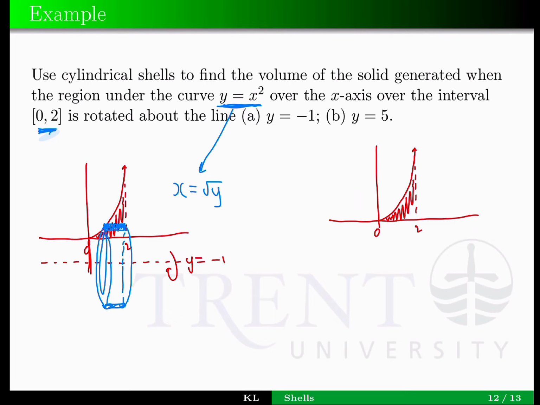So anyway, what is the height? The height will be from this point going to this point. This point is x equals 2. This point is x equals square root of y. So the height will be 2 minus square root of y. So again, x equals 2, and this one here is x equals square root of y. So from this point going to this point, that's our height.